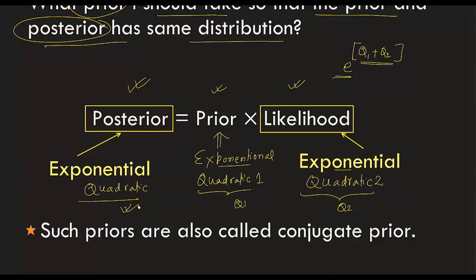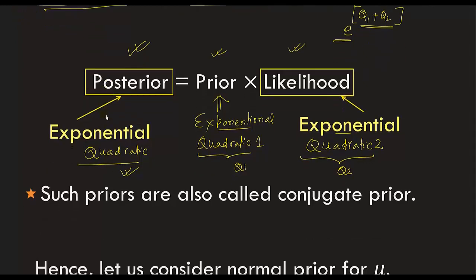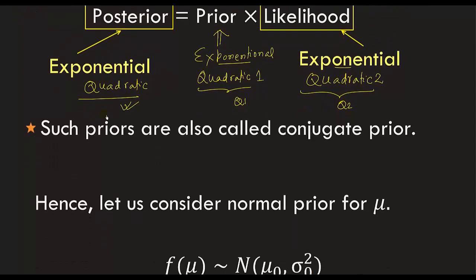So this means if I take a prior distribution of exponential quadratic form, the corresponding posterior distribution has the same kind of distribution, or same kind of function. Such priors are often called conjugate priors. So what is a conjugate prior? Conjugate priors are priors for which the prior and posterior distribution have a similar form.